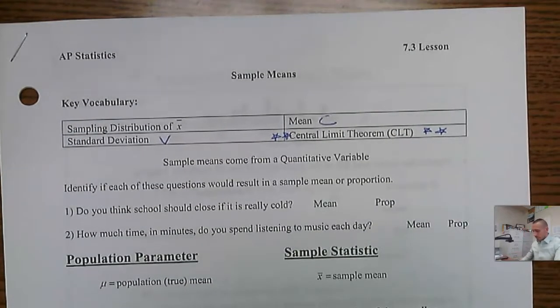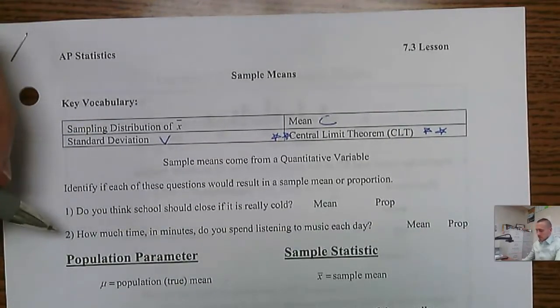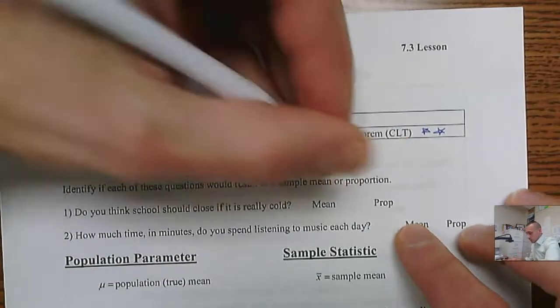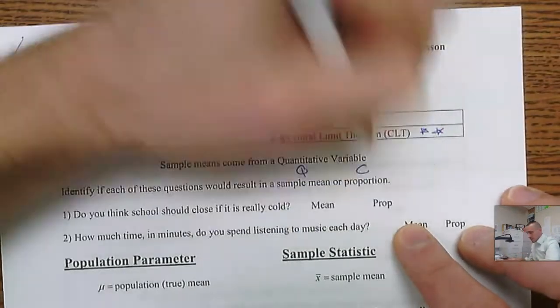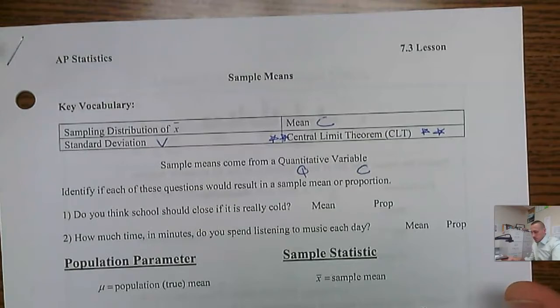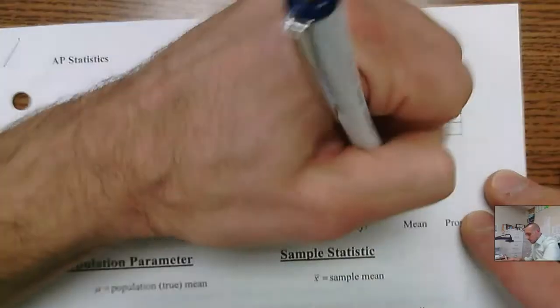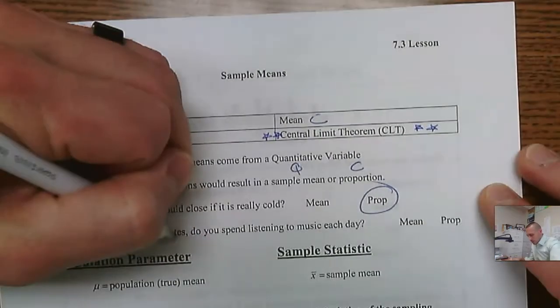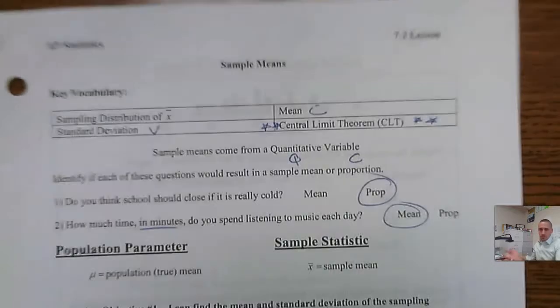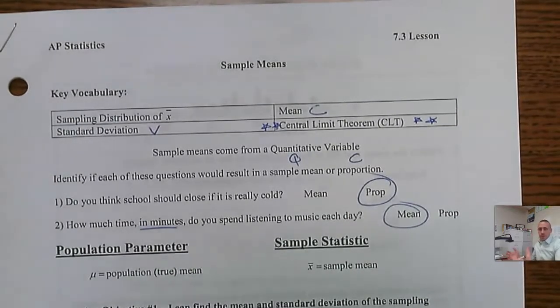All right, number one, if we just look at these, would these result in a sample mean or proportion? So mean is going to be quantitative, proportion categorical. Do you think school should close if it's really cold? That's a yes or no. Proportion. How much time in minutes? I see units. Quantitative, mean. Just something to think about, because on this unit test, you're going to have to make those decisions.